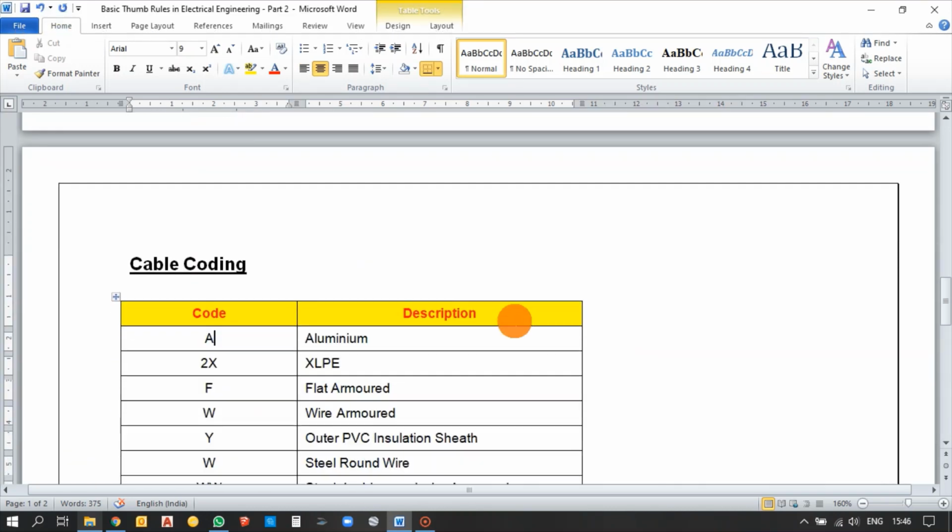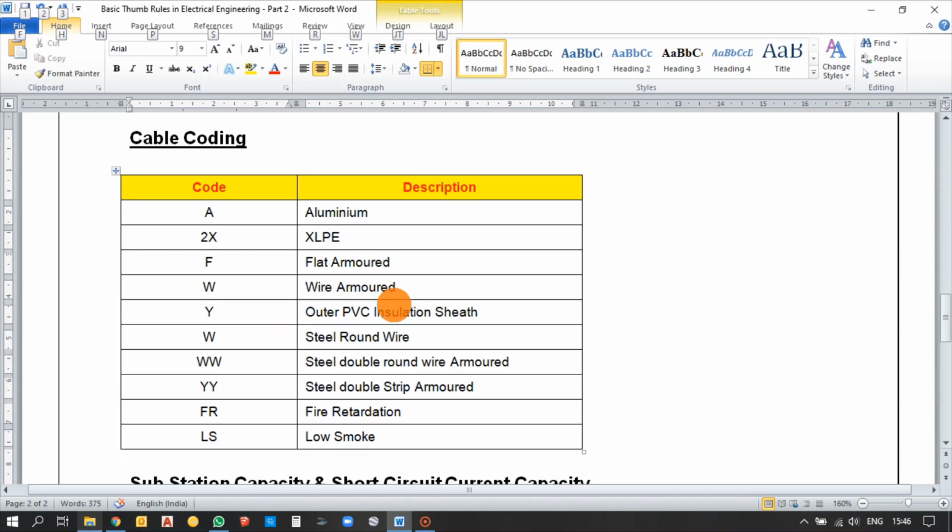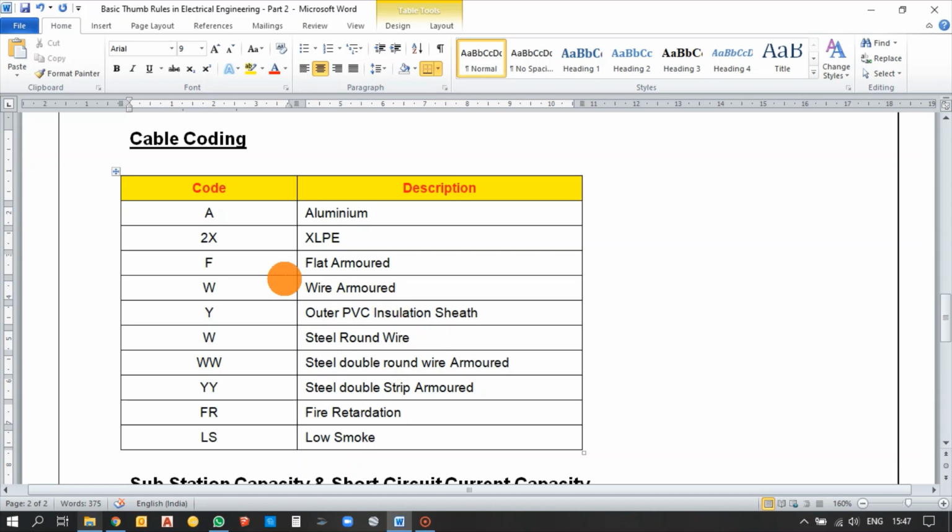So let's move to cable coding. Cable coding is quite important. Each letter in the cable represents certain description about the cable. For the letter A, it represents aluminum cable. For a copper cable, it doesn't have any code. 2X represents XLPE. F represents flat armored, and W represents wire armored. So you have two armors, right? Flat and wire. Each is denoted by F and W.